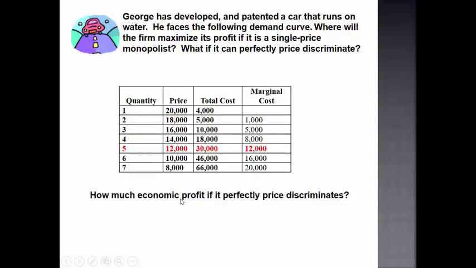So in terms of revenue, George will actually earn $80,000 in revenue. 20 plus 18 plus 16 plus 14 plus 12 thousand means George will earn $80,000 in revenue. And it costs George $30,000 to make 5 cars. Therefore, George will earn $50,000 of economic profit if he can perfectly price discriminate.